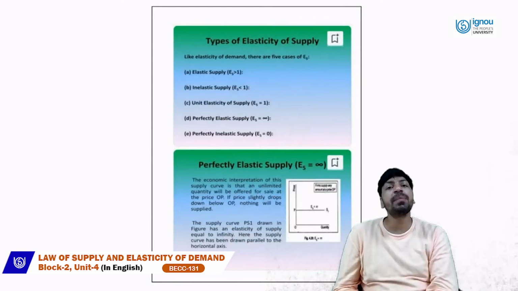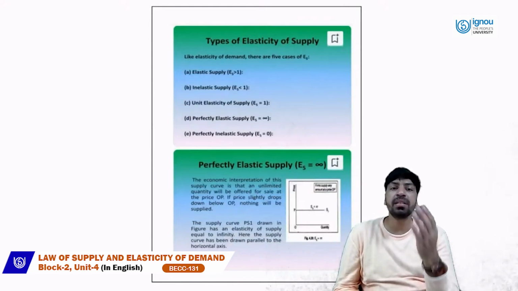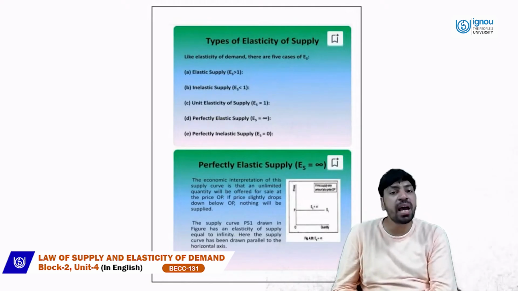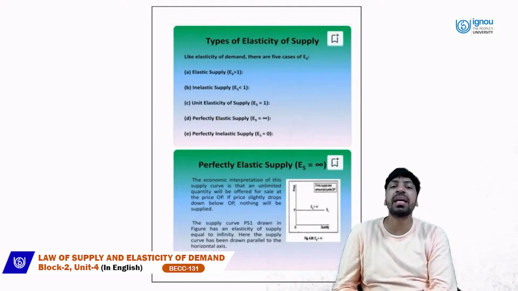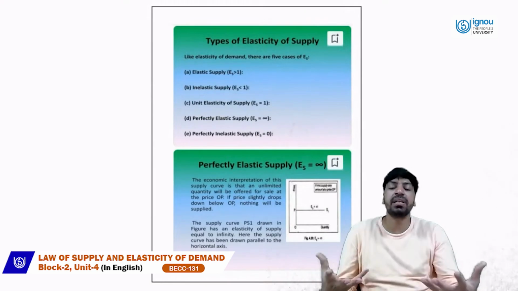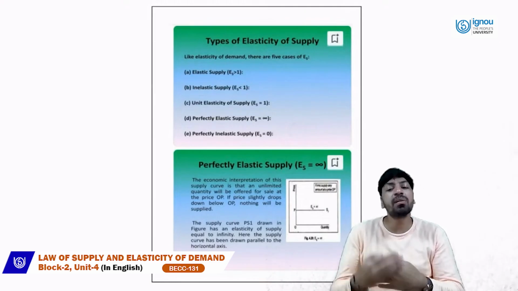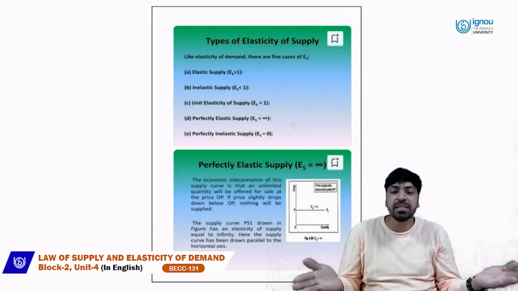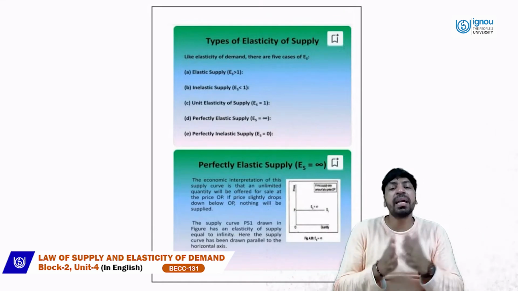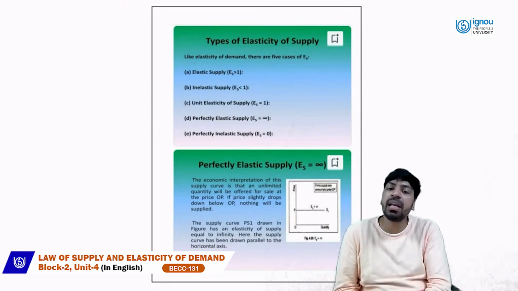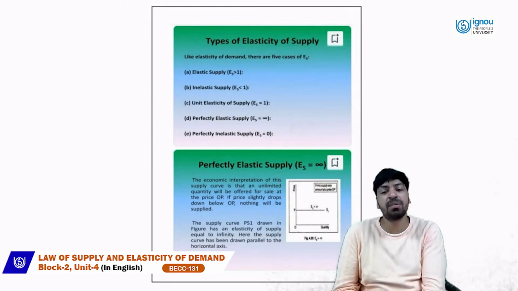The next topic is types of elasticity of supply. These are the types: elastic supply, inelastic supply, unitary elastic, perfectly elastic, and perfectly inelastic. When we talk about perfectly elastic supply, it's infinity. The price remains constant, but the quantity supplied is infinite. Either the quantity supplied is infinite or nothing will be supplied, and that's called perfectly elastic supply.